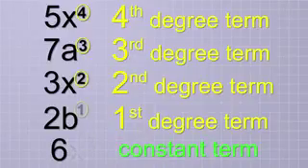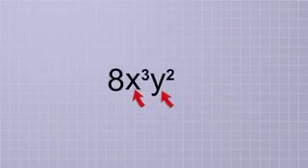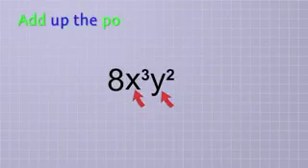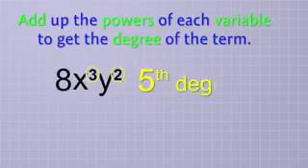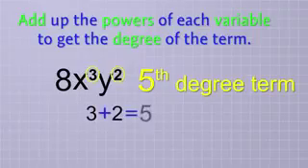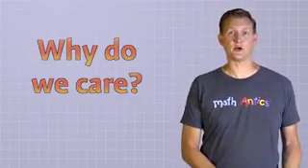Things are a little more complicated when you have terms with more than one variable. In that case, you add up the powers of each variable to get the degree of the term. Since the powers in this term are 3 and 2, it's a fifth degree term, because 3 plus 2 equals 5.